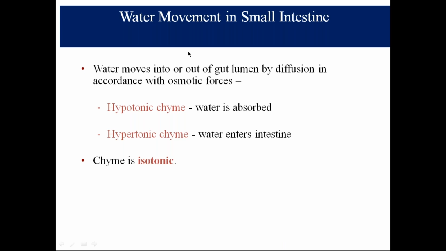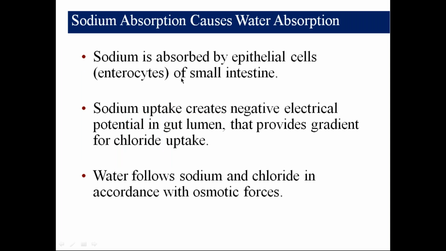So how does water move? Water का movement जब भी होगा वो passive process से होगा, और passive process में water में it is the osmotic or the osmosis of water which occurs. So water moves into or out of the gut lumen by diffusion in accordance with the osmotic forces, right? So अगर chyme hypotonic है तो water उससे flow करेगा into the circulation, और अगर chyme hypertonic है तो water will enter into the lumen of the intestine, right?